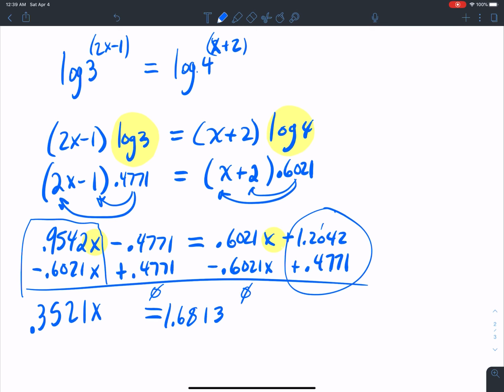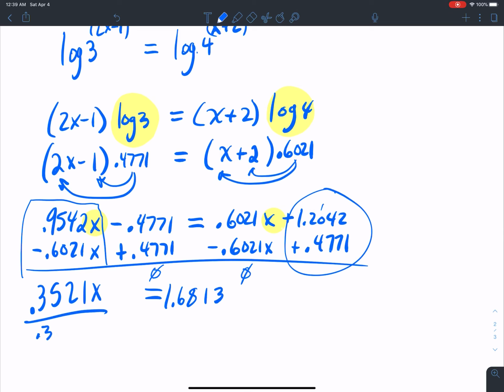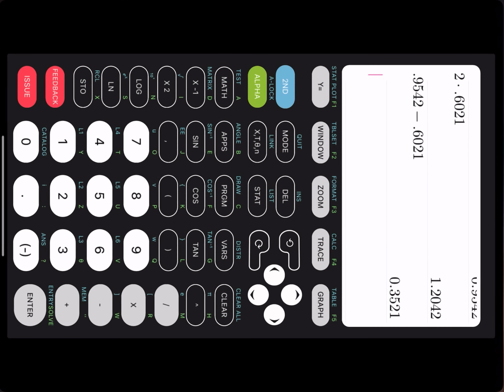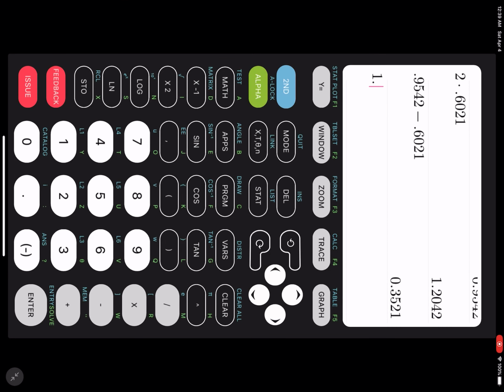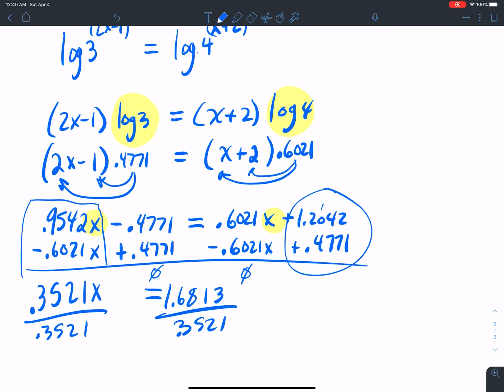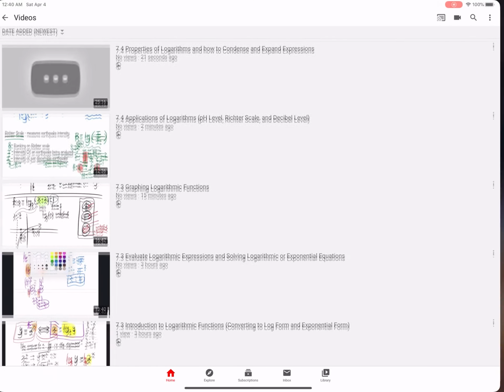So that thing right there. So I'm going to divide both sides by 0.3521. So 1.6813 divided by, what am I dividing by? 0.3521.